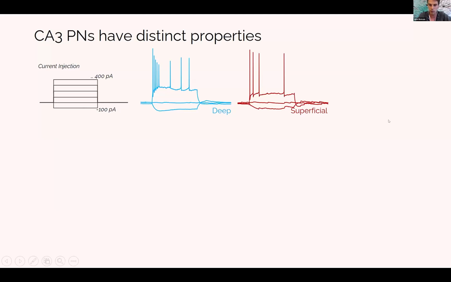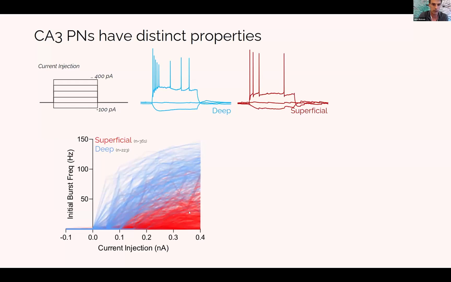And so the first thing that we do when we're recording our neurons here is just inject current steps, as everyone does when you're patching neurons in slices. And here you can see a perfect example of a deep CA3 neuron, which gives you a burst activity upon current injection, and a superficial neuron which doesn't. And so plotting this is simply just injecting more current, and you can see the frequency of this initial burst here on the y-axis.